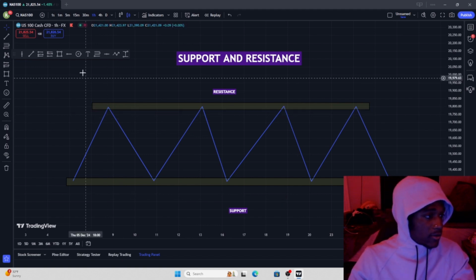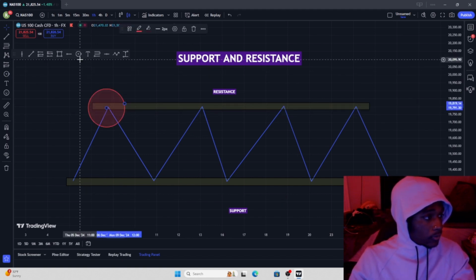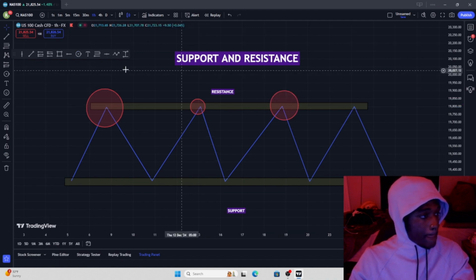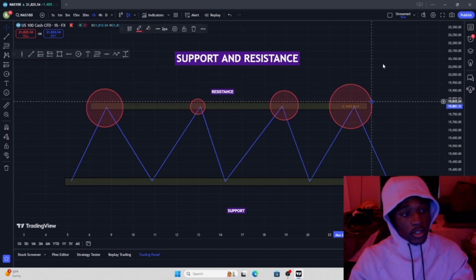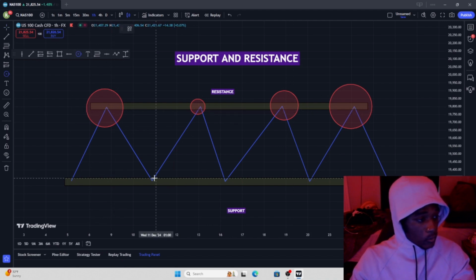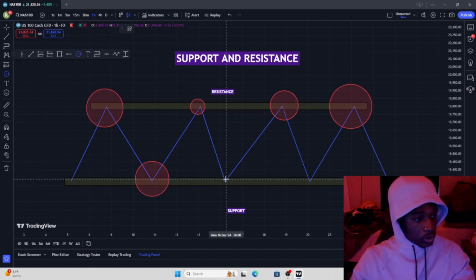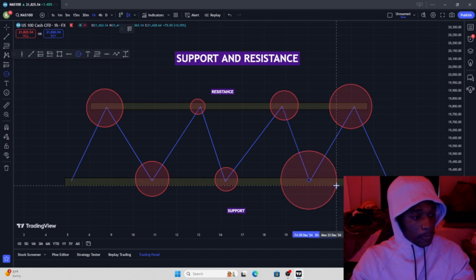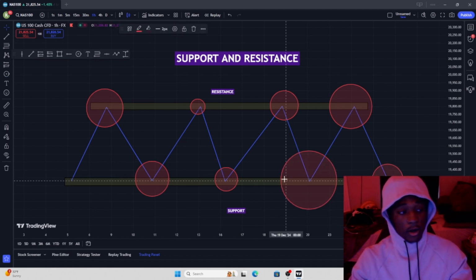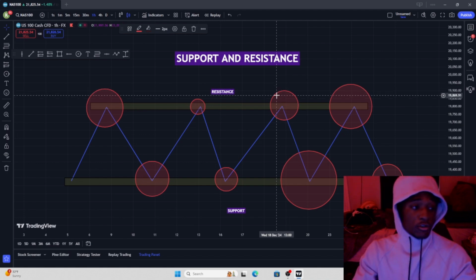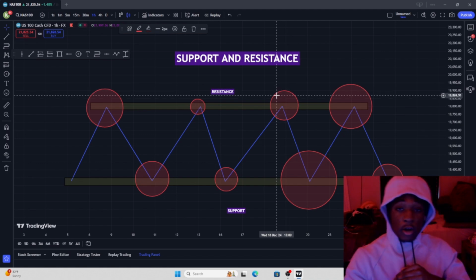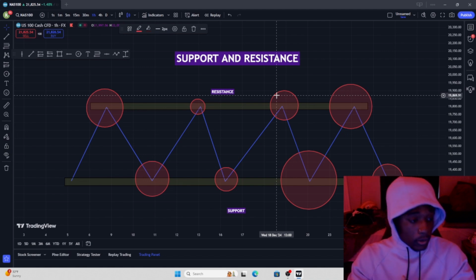So as you guys can see right here, we have 1, 2, 3, 4, right? We have 4 touches. So we know we have a strong zone, right? Also at the bottom, we have 1, 2, 3, 4, right? So we know we have also a strong zone at the bottom. Now, like I said, resistance is always going to be at the top, which is going to be the roof, and support is always going to be at the bottom, which is going to be the floor, right?